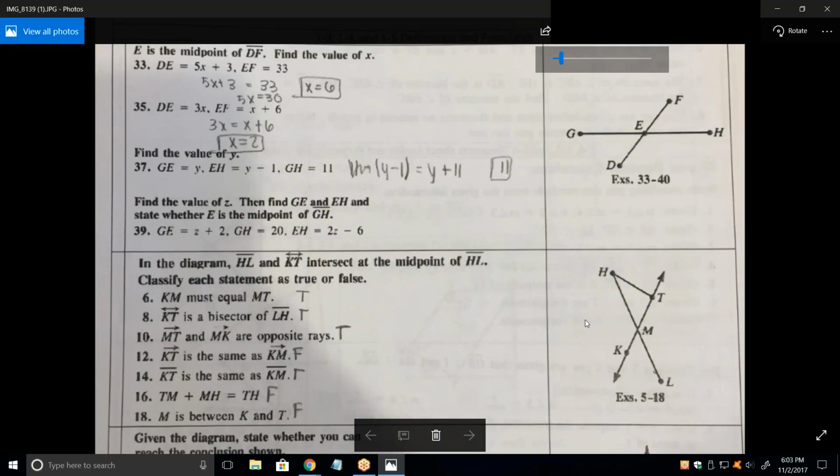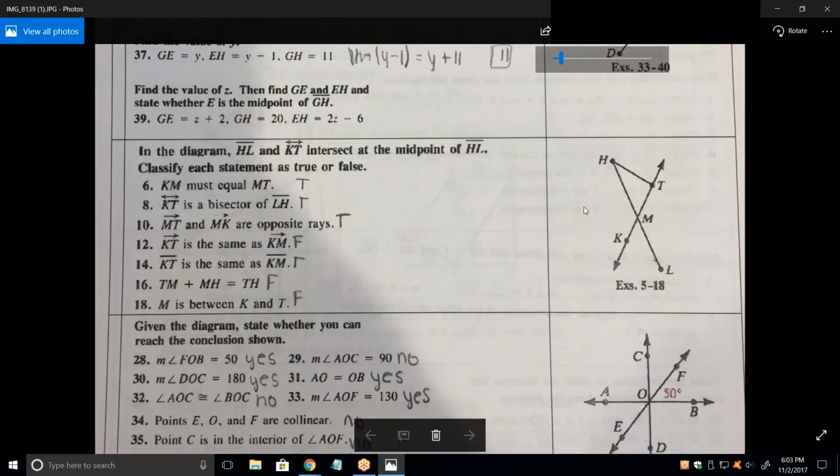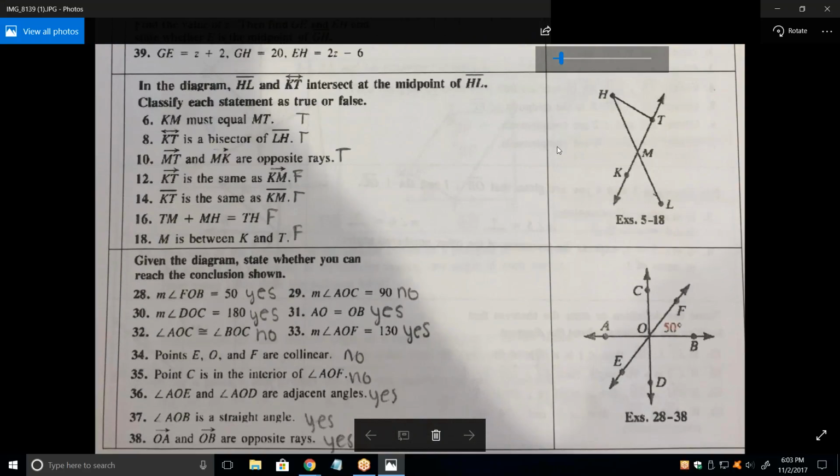There we go. And third box down is there.